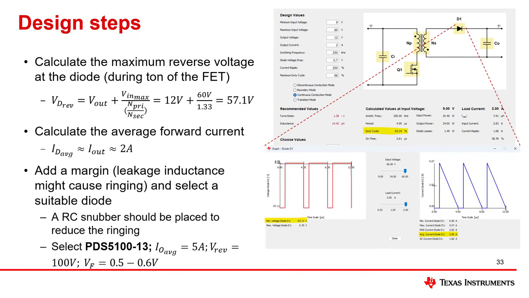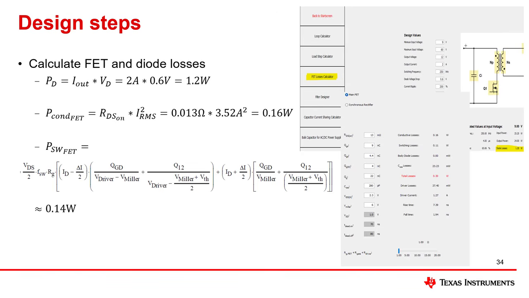Now a diode needs to be selected. For this, the maximum reverse voltage and the average forward current need to be calculated. Some margin is added and then a suitable diode is chosen. By clicking on the diode symbol in the Power Stage Designer, the maximum reverse voltage and the average forward current will be shown. The Power Stage Designer also offers a convenient possibility to estimate the FET and the diode losses. To calculate it by hand, you can follow the formulas shown on this slide. Knowing the losses is important to choose the right package size or to use a heatsink if necessary.